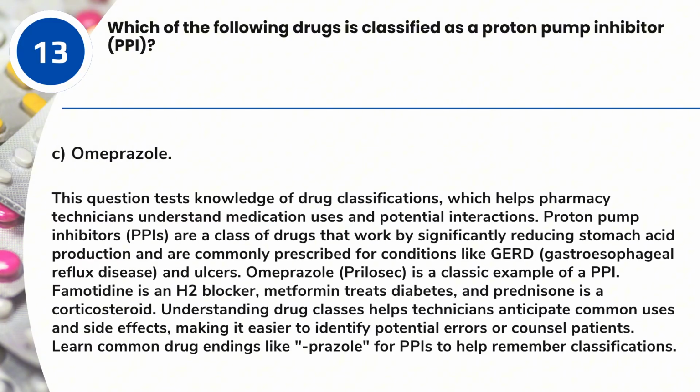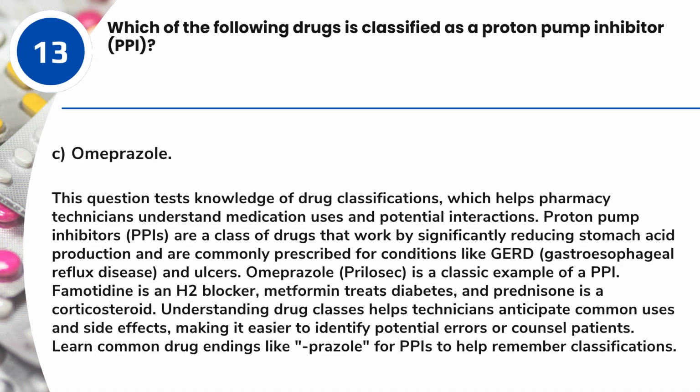Answer: C. Omeprazole. This question tests knowledge of drug classifications, which helps pharmacy technicians understand medication uses and potential interactions. Proton pump inhibitors, PPIs, are a class of drugs that work by significantly reducing stomach acid production and are commonly prescribed for conditions like GERD, gastroesophageal reflux disease, and ulcers. Omeprazole, Prilosec, is a classic example of a PPI.